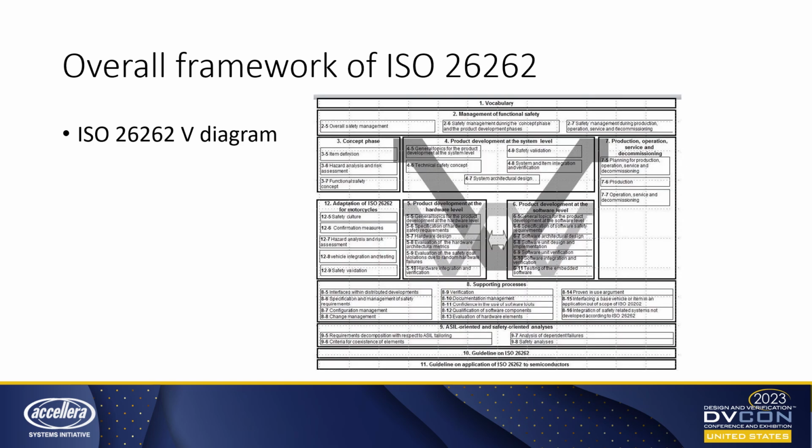This picture shows the overall framework of ISO 26262, and this diagram is known as the V diagram because its flow sequence is like a V, from concept and architecture to hardware development and software development, and also mass production. Guidelines are also included in this diagram and this standard.